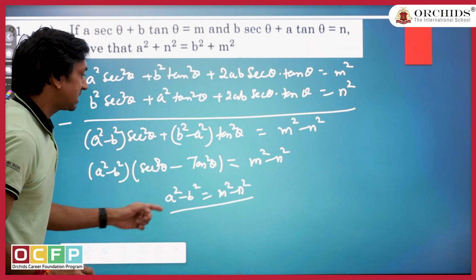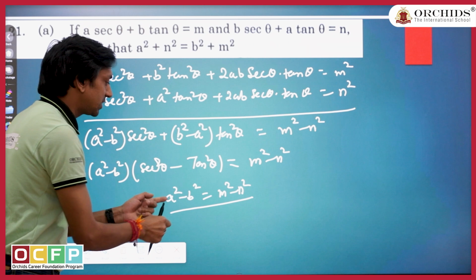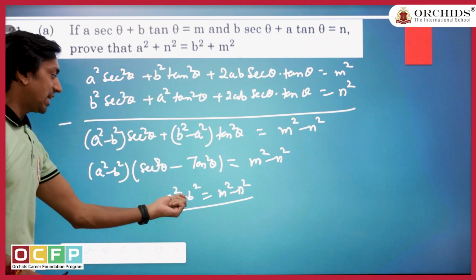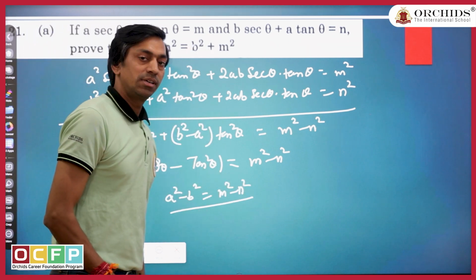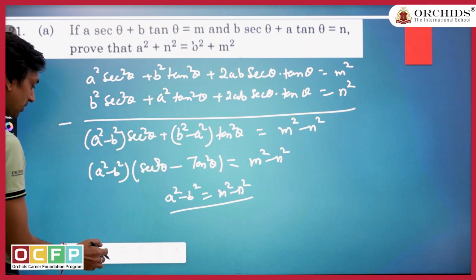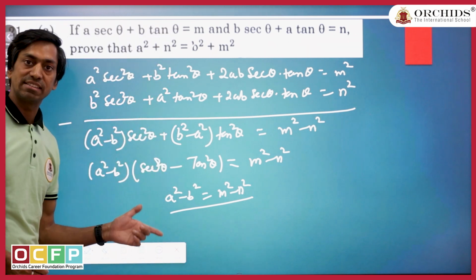And now we have to just rearrange. When I take n square to this side, I'll get a square plus n square, and I take b square to the right hand side, I'll get b square plus m square, and that is what we had to prove. Hence proved. So now the next question is, if you want you can take the screenshot.